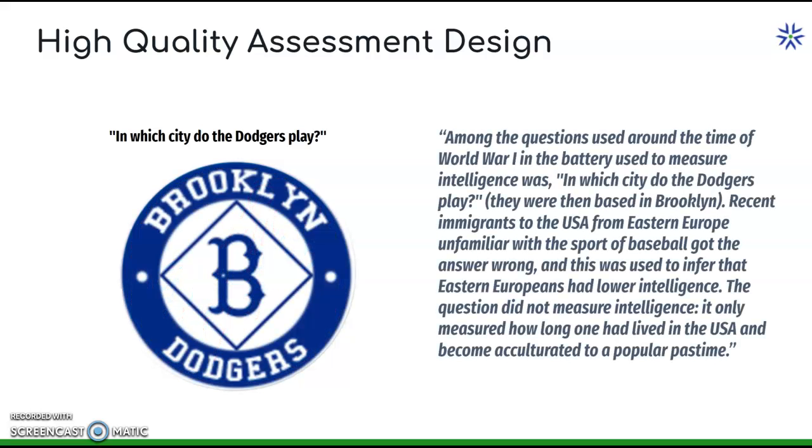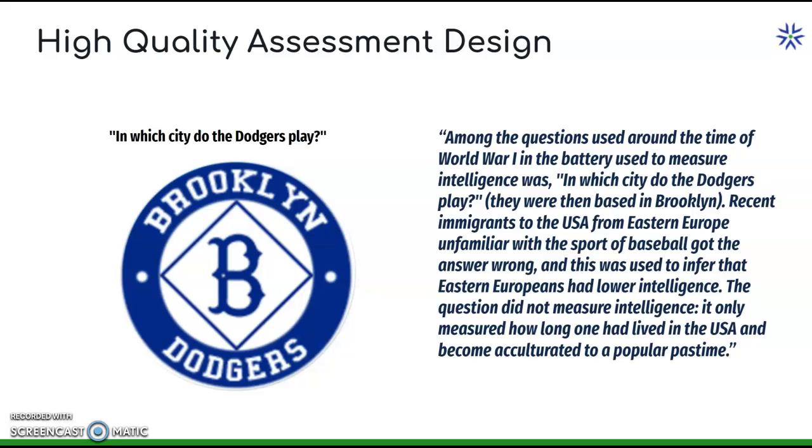The fact is that this question showed up in a post-World War I intelligence battery. At the time, the Dodgers were in Brooklyn. Recent immigrants to the United States from Eastern Europe, unfamiliar with the sport of baseball, got the question wrong. And in a series of questions like this, inferences were made about Eastern Europeans that they had lower intelligence. The question didn't measure intelligence. It only measured how long one had lived in the USA, become acculturated to a popular pastime, where they might have lived, and many other factors that were rife with bias and sensitivity.